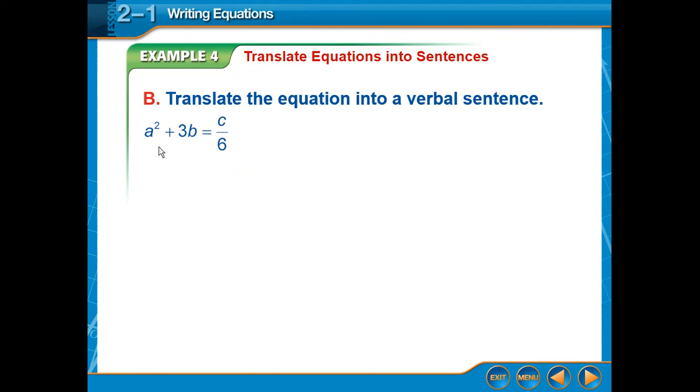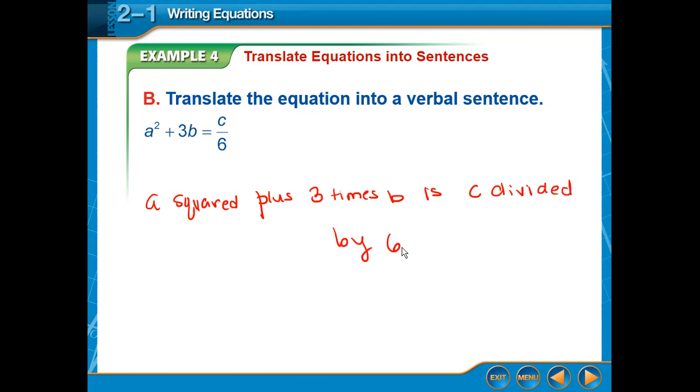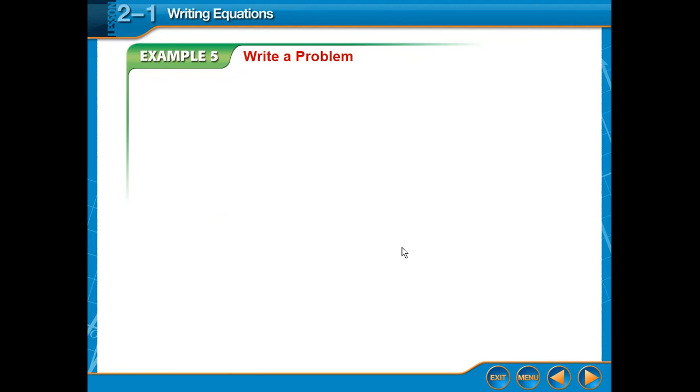Okay, this one we can say a squared plus 3 times b is c divided by 6. Okay, you got that?